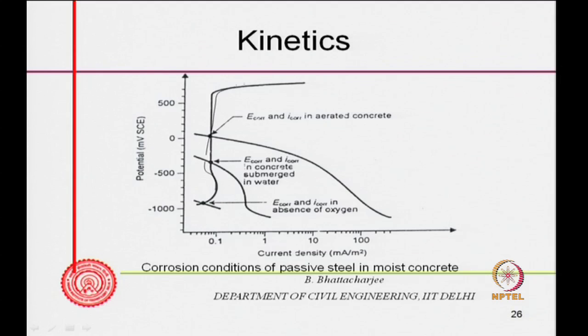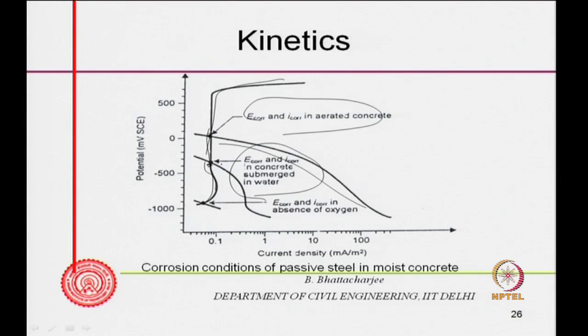For example, you might get this sort of anodic polarization curve, and a cathodic polarization curve in this manner, and you can find out where your equilibrium potential is. It is here in aerated concrete, and here in submerged water concrete, this kind of behavior. So, one can study the behavior and how it will behave as the potential changes.